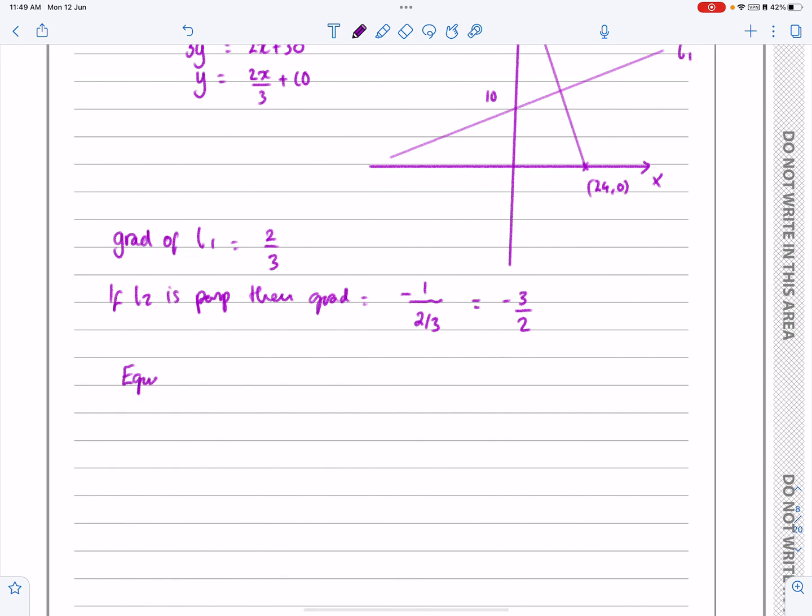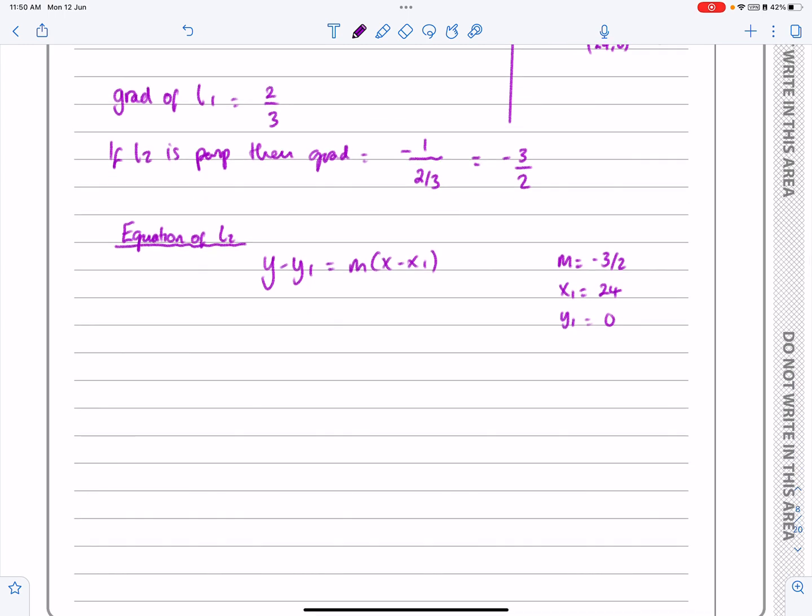So I'm now good to try and work out the equation of L2. I'm going to use the formula for the equation of a straight line, which is y minus y1 equals m(x minus x1). In this case, I've got m is minus 3 over 2, x1 is 24, and y1 is equal to 0. I tend to try and write it down like that so I don't make any copying errors when I'm going through and trying to work this out. So y minus nothing is equal to minus 3 over 2, x minus 24.